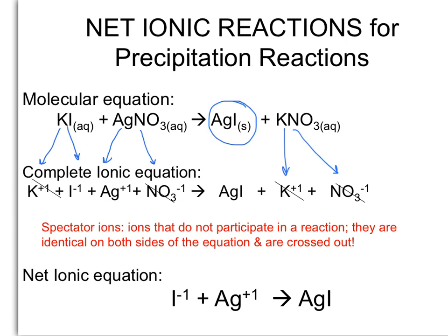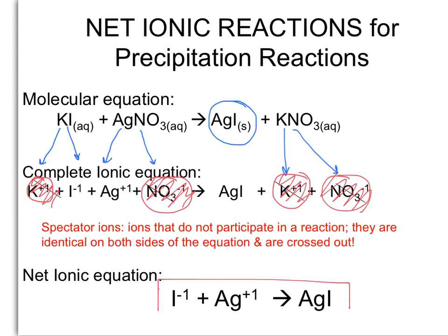Now what we're going to do is look for any ion that is the same on the reactant and the product side. So we can see that the potassium ion is identical on both sides, as well as the nitrate ion. Those are called spectator ions. They do not participate in the reaction, and so we need to remove them. Once we remove them, what is left is the net ionic equation, referencing the major players of the game. And in this reaction, the major players are the silver ion and the iodide ion, which are coming together to make the precipitate silver iodide.